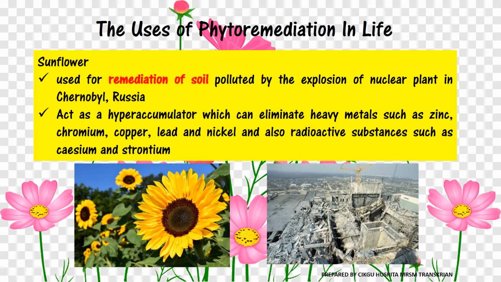Sunflower is an ornamental plant. Sunflowers were also used for remediation of soil polluted by the explosion of the nuclear plant in Chernobyl. Sunflower acts as a hyperaccumulator which can eliminate heavy metals such as zinc, chromium, copper, lead and nickel, and also radioactive substances such as caesium and strontium.